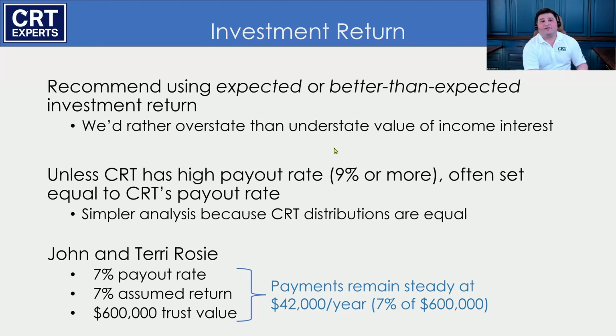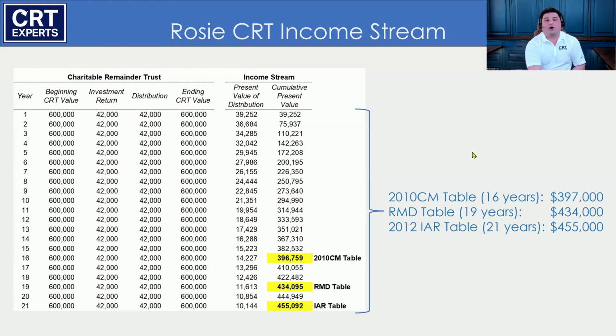So once we have those two variables set, our duration and our investment return. In John and Terry's case, they had a $600,000 CRT, 7% payout rate. We assume 7% investment return. So we've got $42,000 a year, just a consistent $42,000. And now we can look at, okay, what are the values down at those three life expectancies? We can see the value, depending on what table you're using, is going to be between $397,000 and $455,000 for their income stream. So that's the first and really the most relevant benchmark to compare to the sale price.